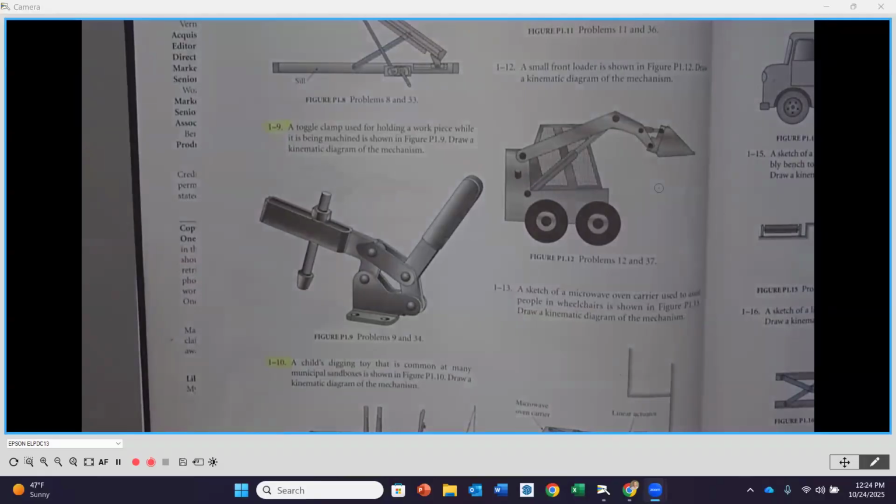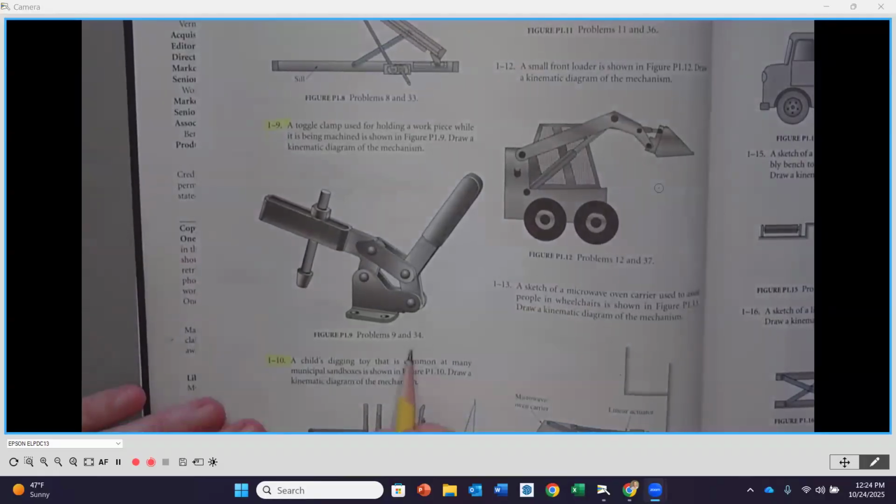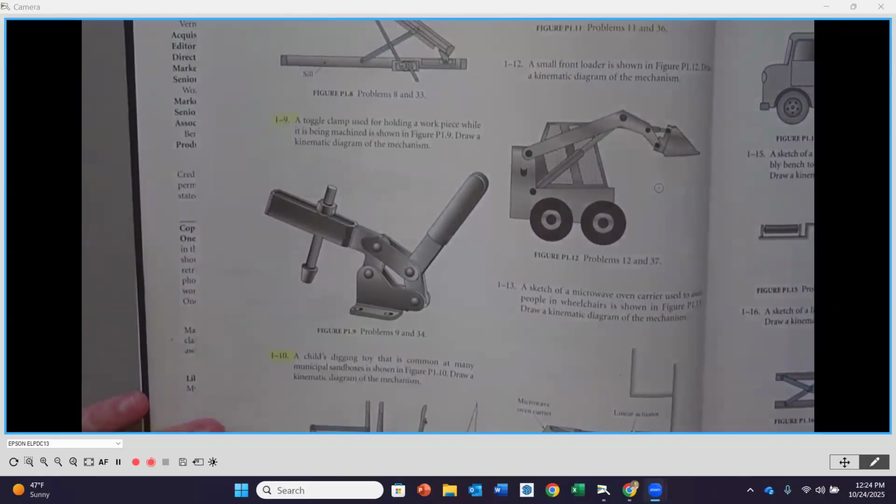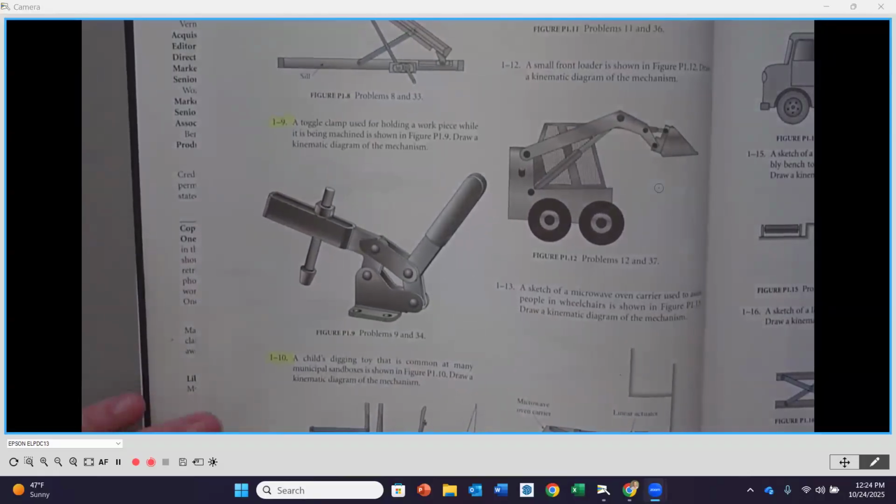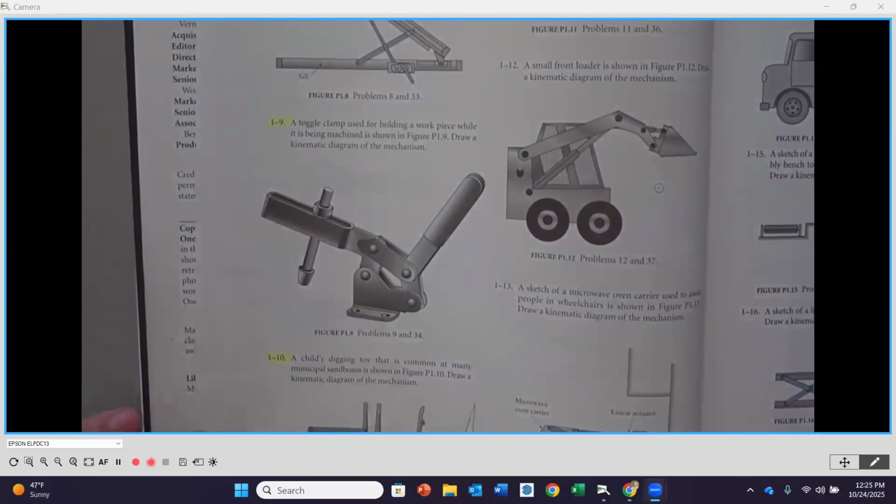Totally up to you. And then you're going to notice that number 34, which is also assigned to you, is going to be the mobility calculation for this clamp. So as you kind of look at this one, are there any questions at all?